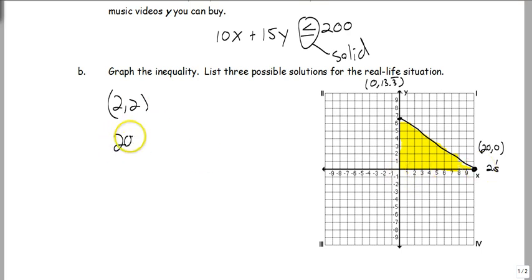I can do 20 CDs and 0 music videos. I can do 8, 4 if I wanted to. That's in the solution set. I could pick really any point underneath that. That's what they're asking for. Okay, so again, we didn't graph any of the negative stuff here because we're dealing with real life. No negatives.